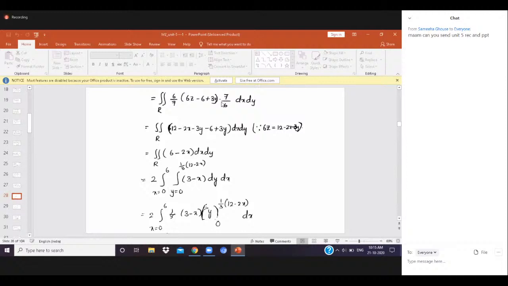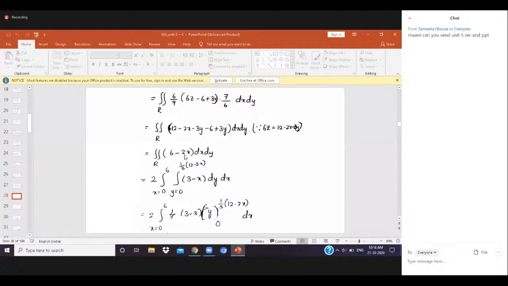We are evaluating this integral with respect to x and y. So there is one z term here. From the given surface, we need to calculate this z value. The given surface has 6z directly, so we write 6z is equals to 12 minus 2x minus 3y. So this becomes 12 minus 2x minus 3y minus 6 plus 3y. In the next step, simplifying this, it becomes 6 minus 2x dx dy.